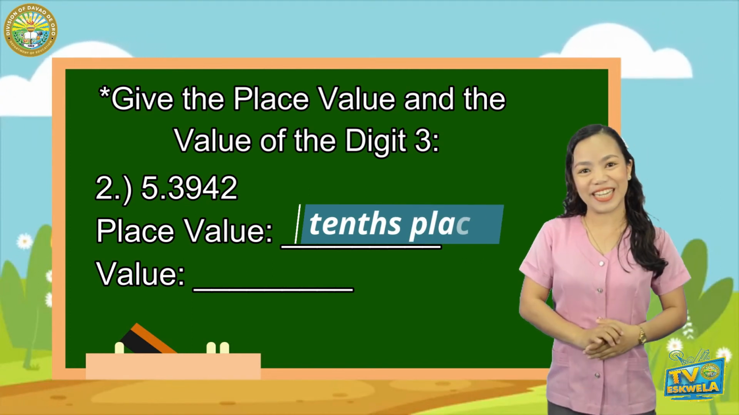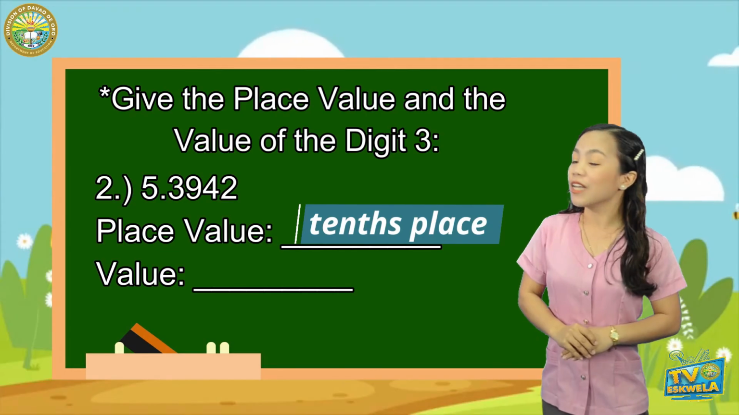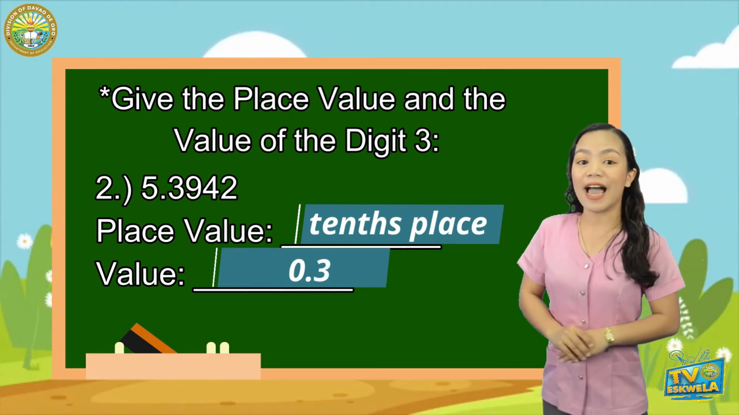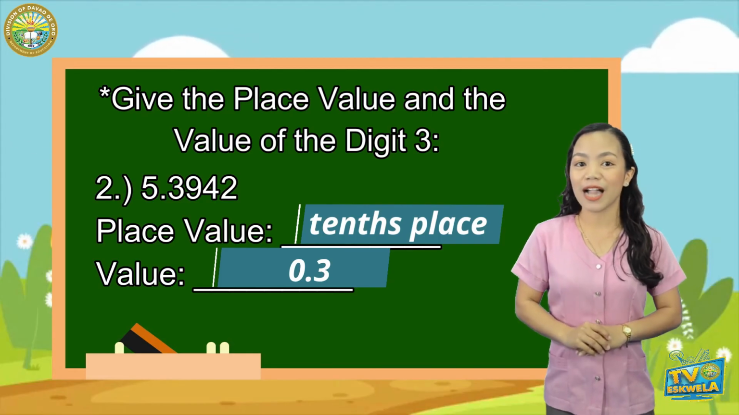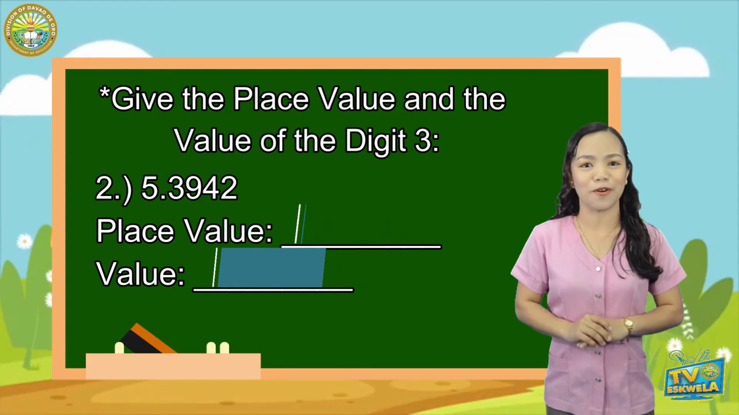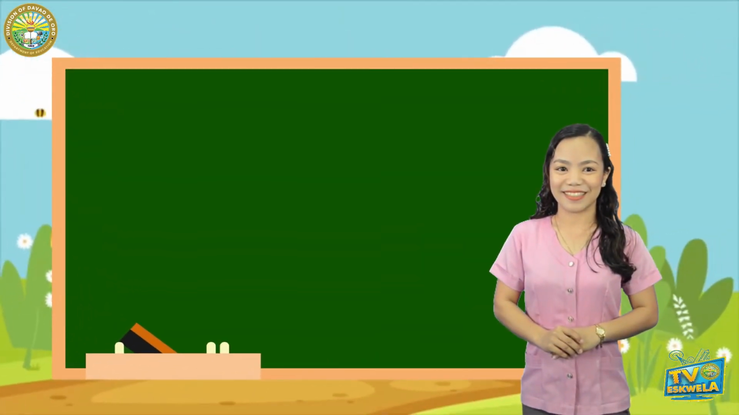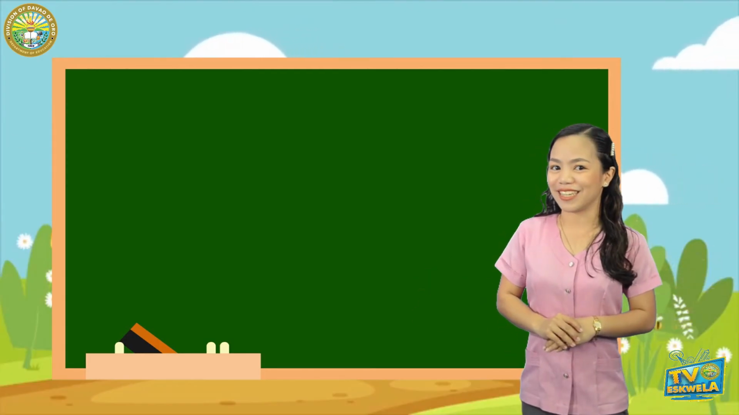The digit 3 is in the tenths place. This gives us 0.3 as its value. Again, its place value is tenths place and its value is 0.3. That must have been clear and easy.